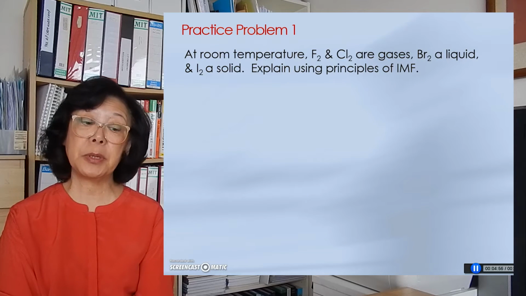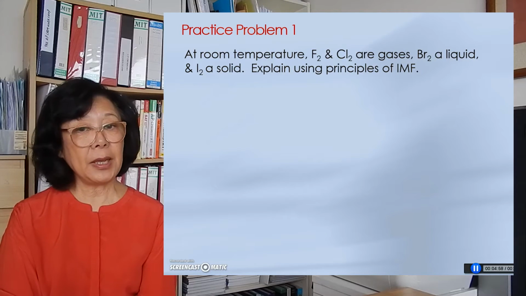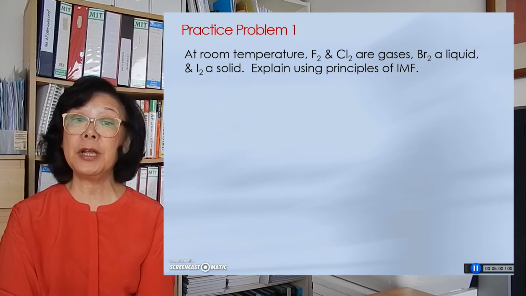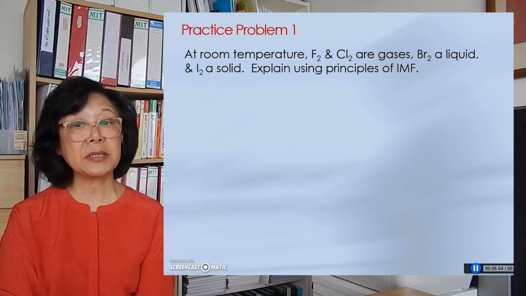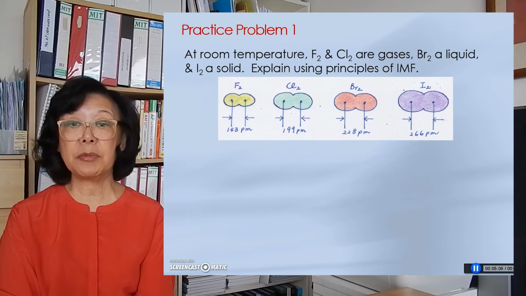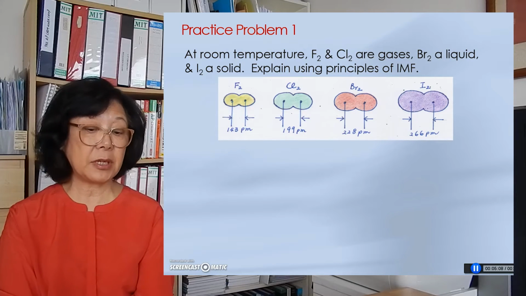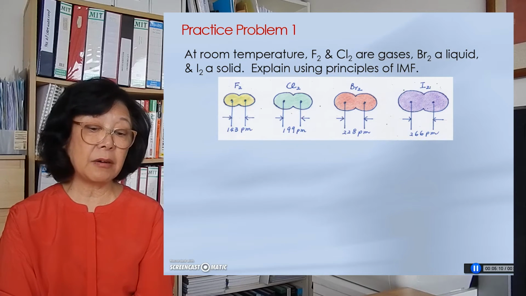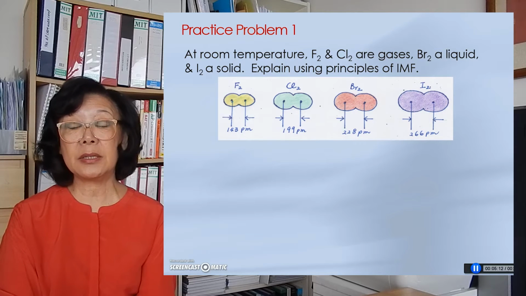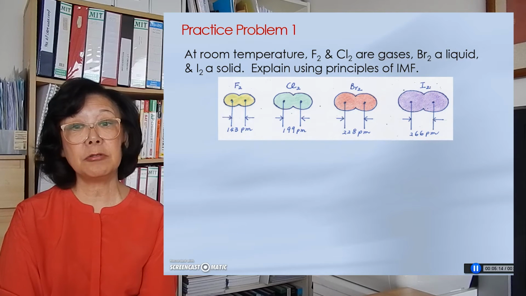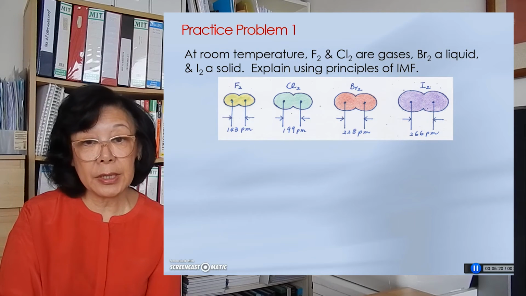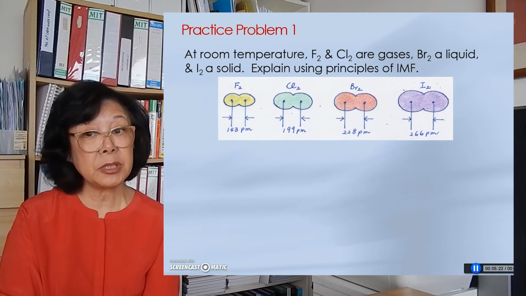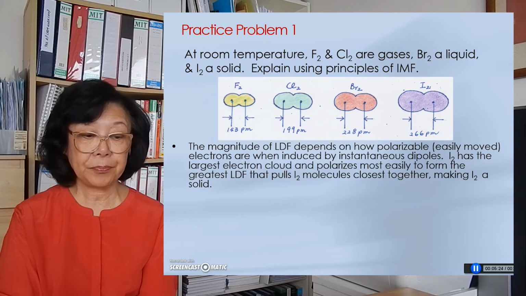Here's practice problem number 1. Explain why at room temperature fluorine and chlorine are gases, bromine's a liquid and iodine's a solid. Now here's a diagram showing the relative sizes of the electron cloud of these molecules and the distance between the two atomic nuclei being 143, 199, 228, and 266 picometers.